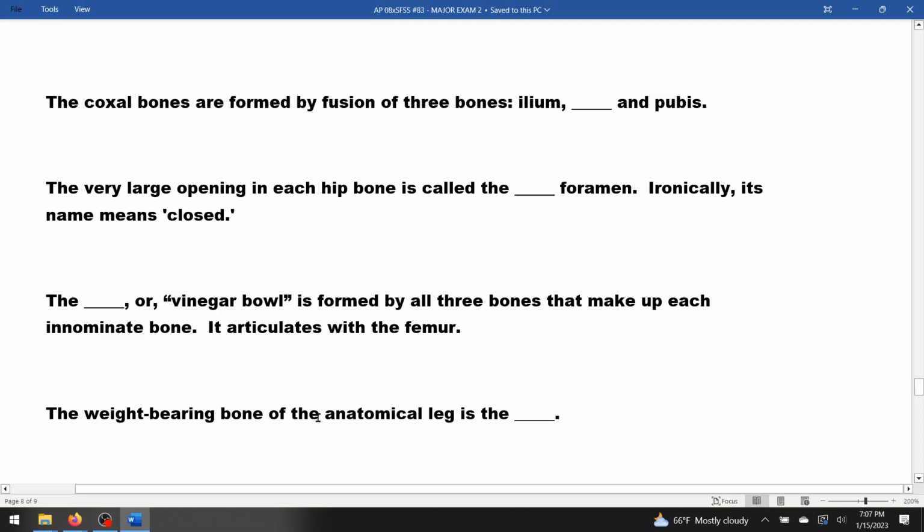The weight-bearing bone of the anatomical leg is the blank. So the anatomical leg is either the tibia or fibula. And the weight-bearing bone there is the tibia.